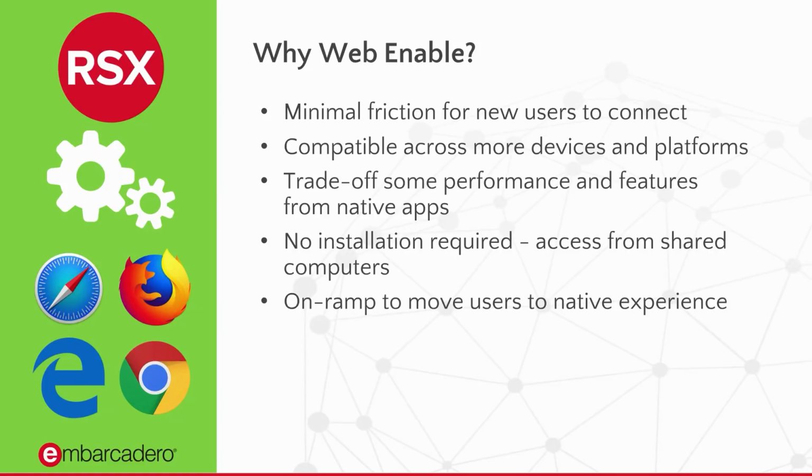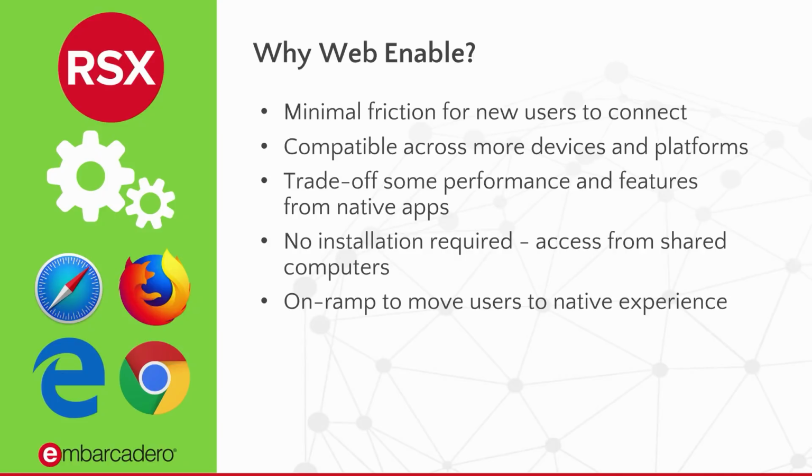If somebody is running on Solaris, for example, you don't have to worry about writing a Solaris client. They've got Chrome on Solaris. Maybe, I don't know if there's Chrome on Solaris, or Firefox or something like that, right? They connect with a standard browser, boom, they're on your application. Doesn't matter what platform they're on. So you're trading off some performance and features from a native app to give you this greater reach.